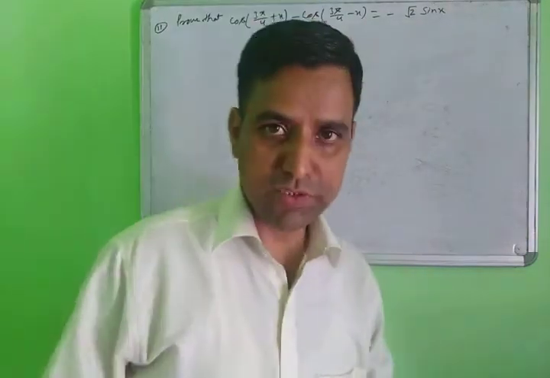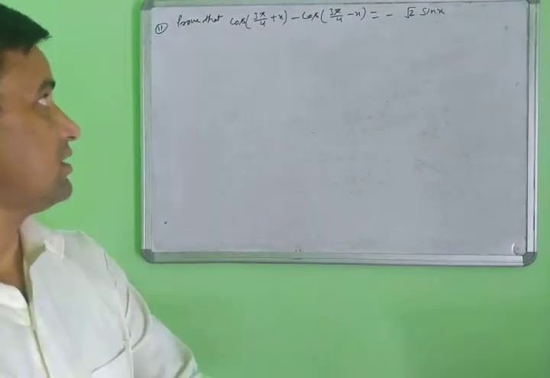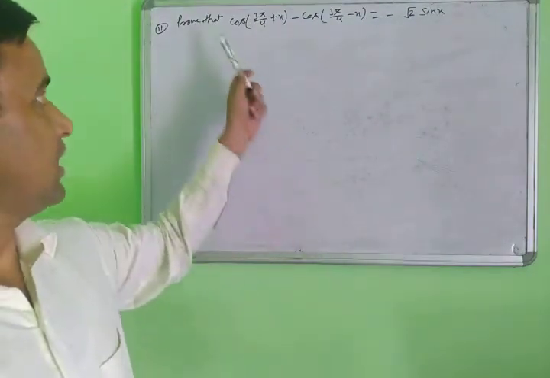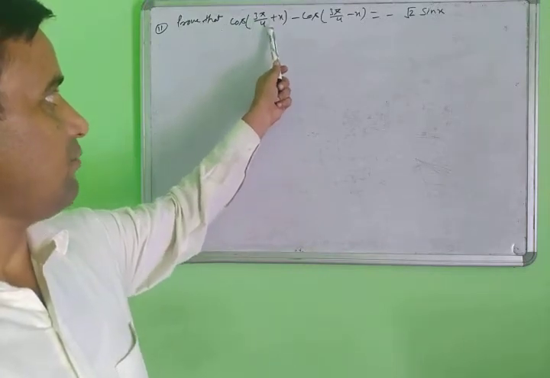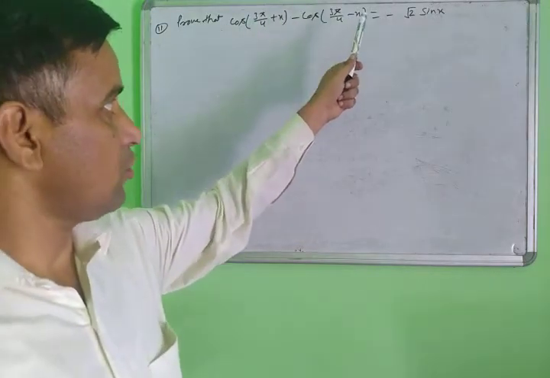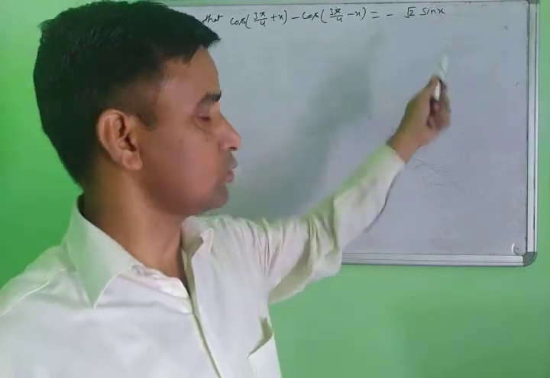Yes, student. Next, I am taking question number 11. This question also says prove that cos(3 pi by 4 plus x) minus cos(3 pi by 4 minus x) equals minus root 2 sin x.